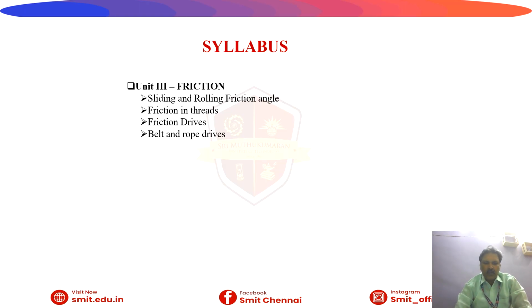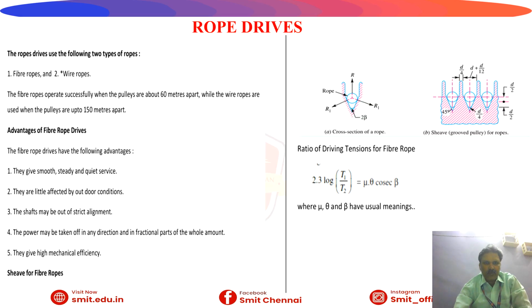This slide gives a glimpse of the syllabus we already discussed in the previous slides. In this we are going to see about rope drives. Rope drives operate successfully when the pulleys are about 60 meters apart, while wire ropes are used when the pulleys are up to 150 meters apart. Whenever a large distance is needed, we prefer these wire ropes.